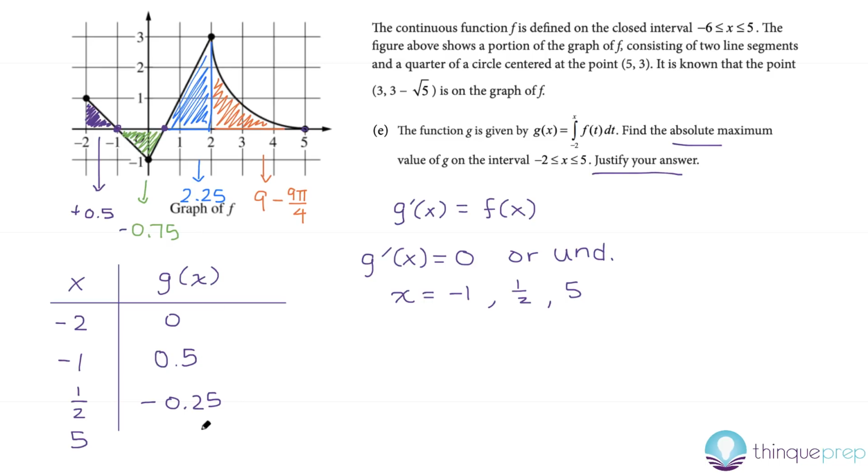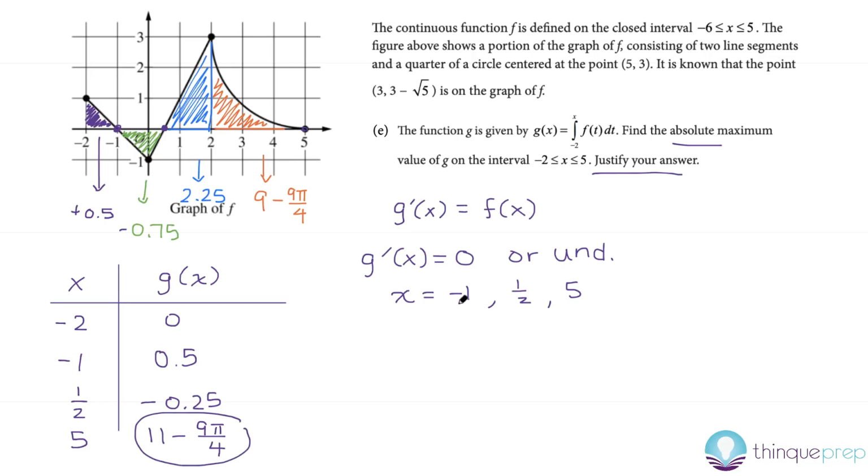And then we have g of 5. I think we did g of 5 in part A, right? So if we add everything up, we should get your final answer is 11 minus 9 pi over 4. And you can use your calculator to verify, but out of these 4 values, the maximum value is this one down here.